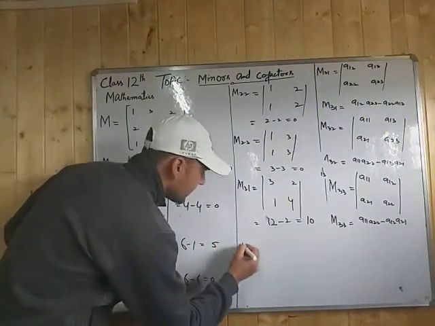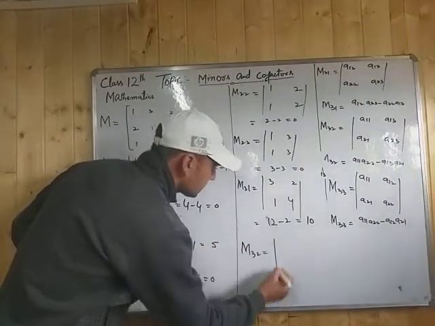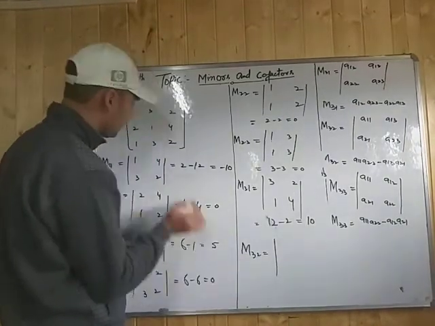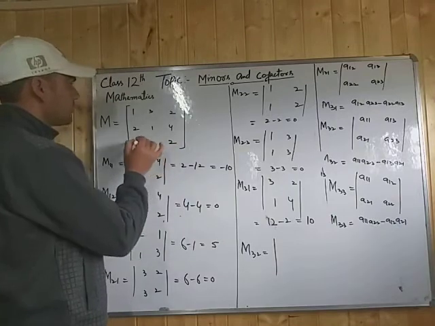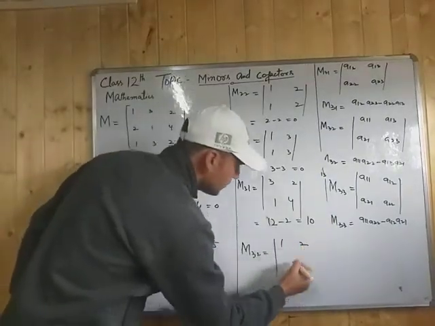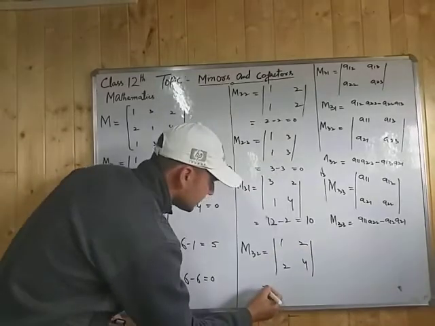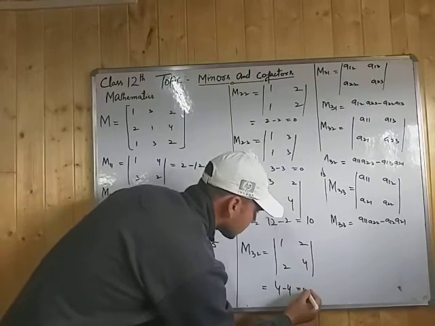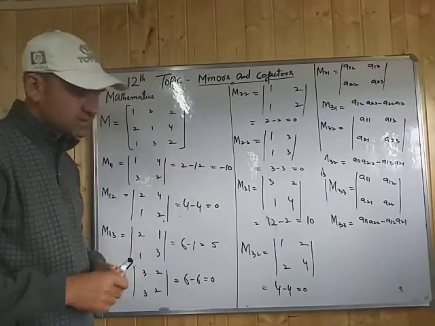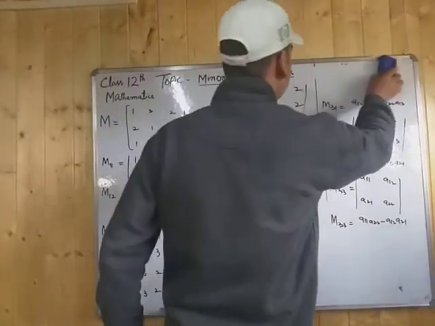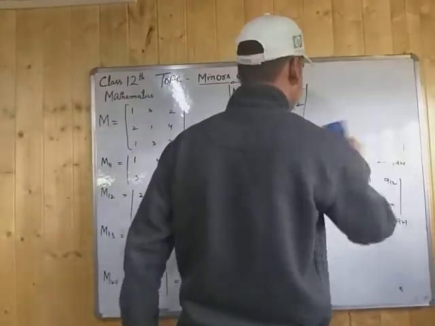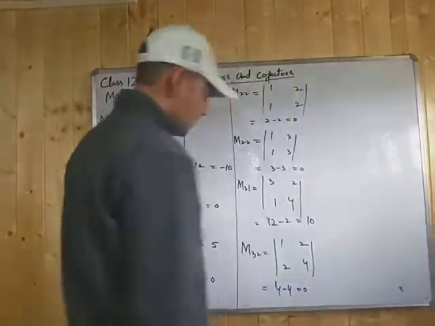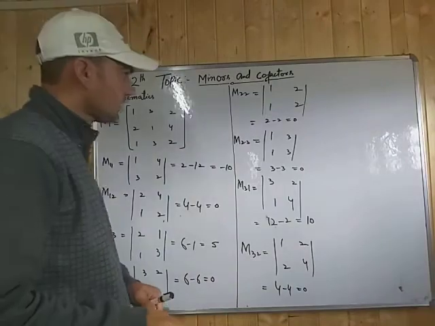Similarly, we will write here M32. So that will be by deleting third row and second column. So 1 2 and 2 4. 1 2 2 4. So this will be equal to 4 minus 4, that is equal to 0. That will be 0.